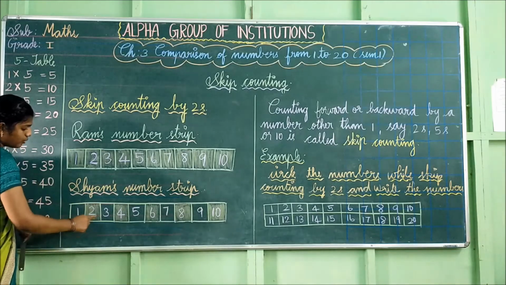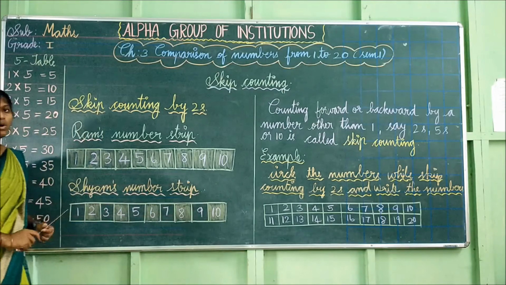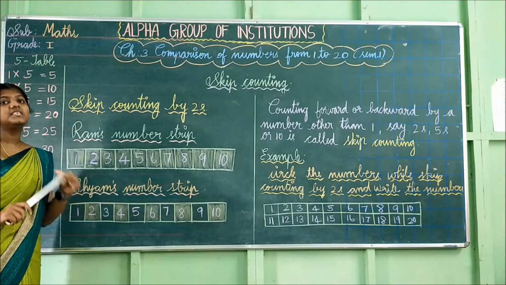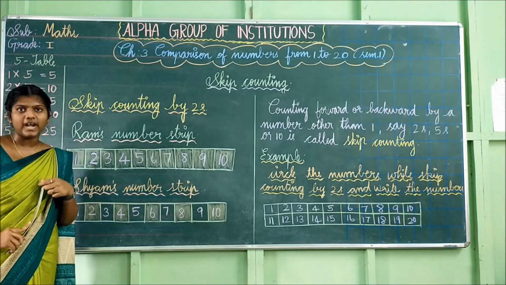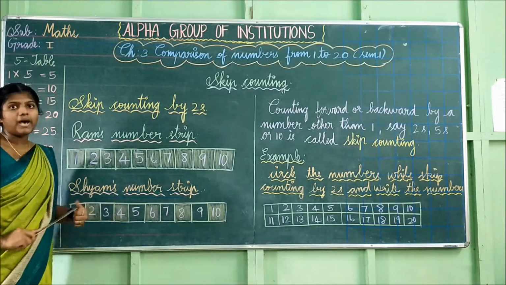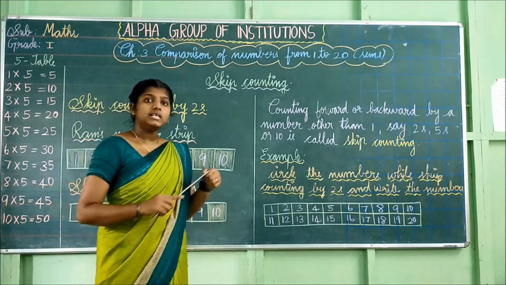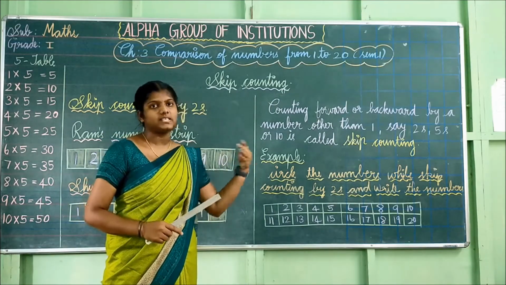So 1, 2, 1, 2, 1, 2, 1, 2, 1, 2. So the second places are colored. So this one is skip counting by twos. Do you understand, children? This is skip counting by twos. Likewise, we can skip count by 3s, 4s, 5s and 10s, etc.